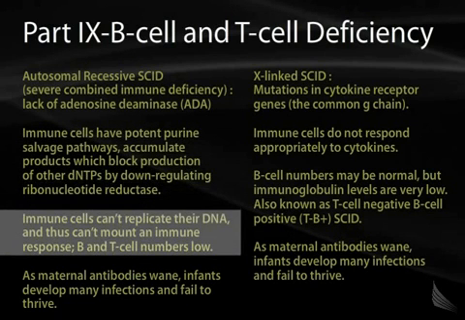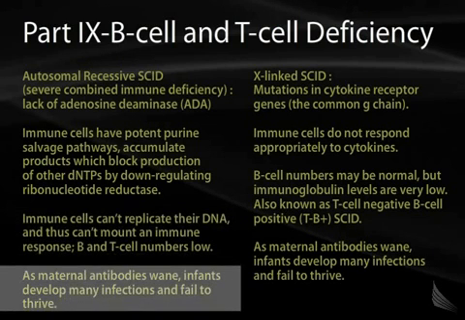Since this happens, the immune cells can't replicate their DNA, and immunology is all about replication. Those cells have to proliferate. If they can't proliferate, they can't make an immune response. You're going to see low B and T cell numbers. Also, as maternal antibodies wane, you're going to see infants developing many infections and failure to thrive.